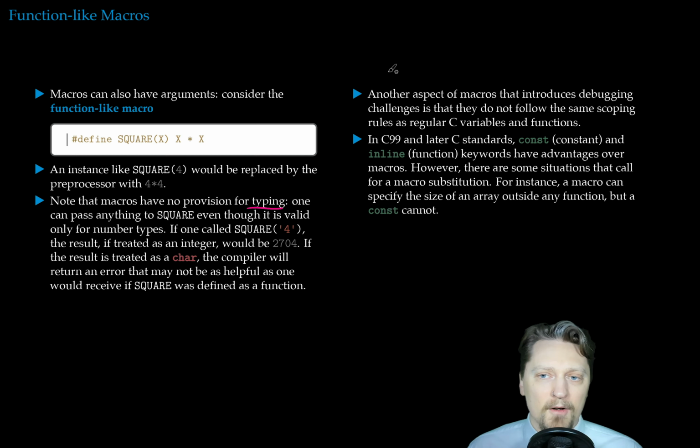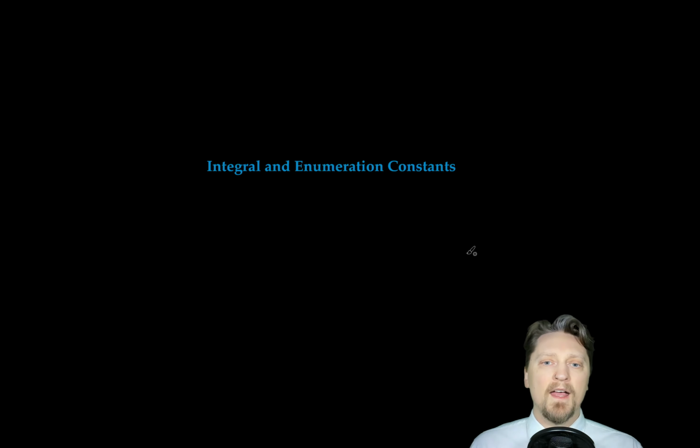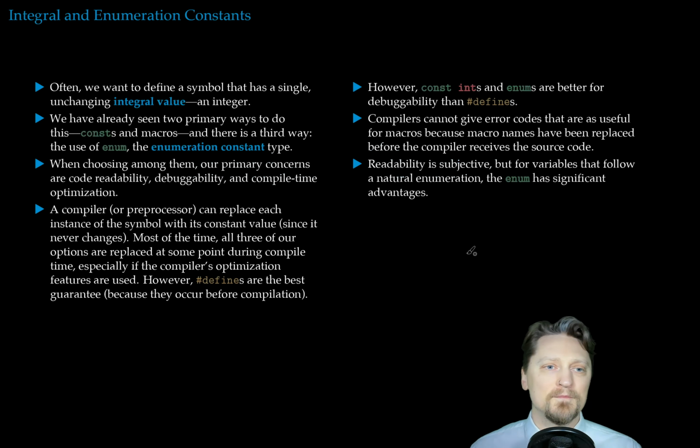Another aspect of macros that introduces debugging challenges is that they do not follow the same scoping rules as regular C variables and functions. In C99 and later C standards, const and inline keywords have advantages over macros. However, there are some situations that call for a macro substitution. For instance, a macro can specify the size of an array outside any function, but a const cannot, as we'll see. Integral and enumeration constants.